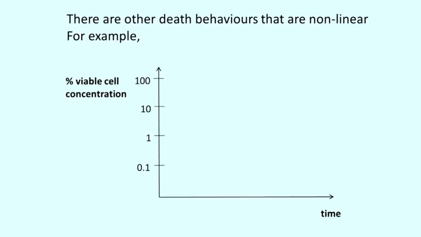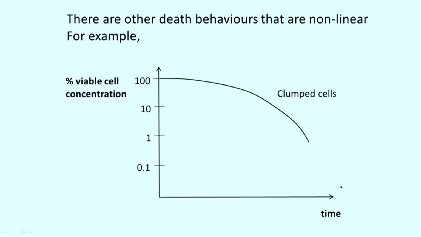There are other death behaviors that are nonlinear. Let us see whether you are able to guess this first. This is a plot of percent viable cell concentration, 100, 10, 1, on a log scale, versus time. Can you guess what would give a curve like this? Earlier it was a linear decrease. In this case, it does not decrease much for quite a while and then it starts decreasing. Can you guess what kind of content or viable cells in what form would give rise to this?